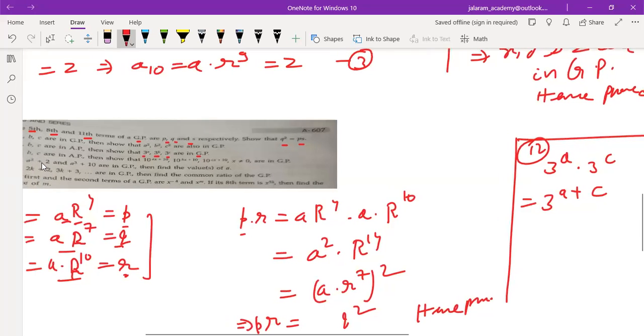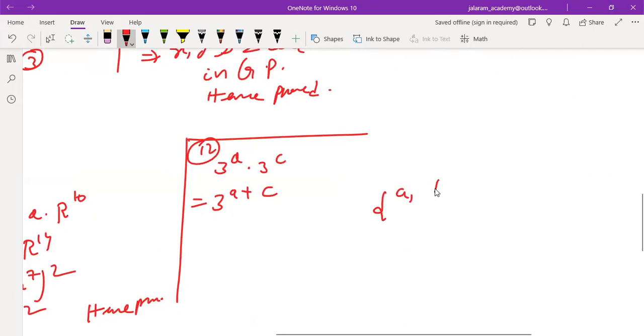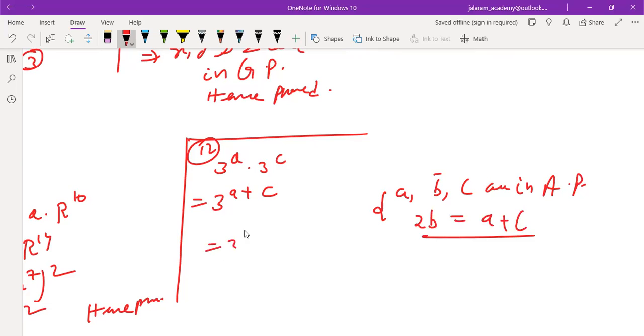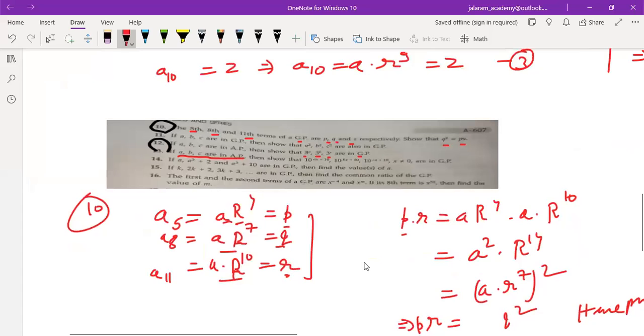Now one more thing is given, that a, b, c are in AP. It means that twice the mean equals the sum of extremes. So in place of a plus c, if we write 2b, it is 3 to the power b whole squared. It means 3 to the power a into 3 to the power c equals 3 to the power b whole squared, which means product of extremes equals square of mean, and so 3 to the power a, 3 to the power b, 3 to the power c are in GP, hence proved.